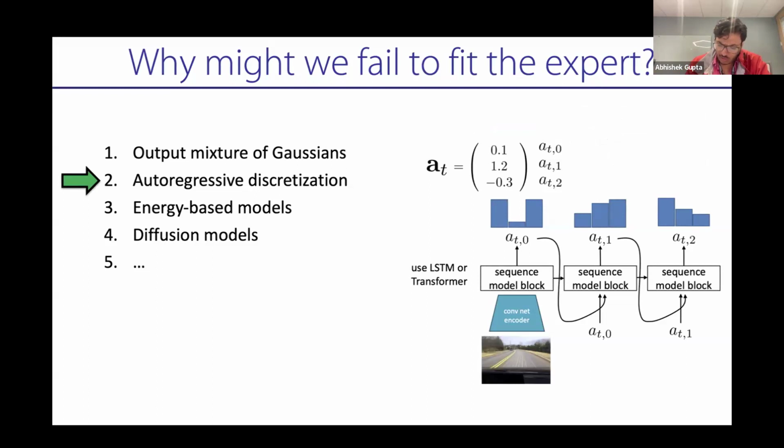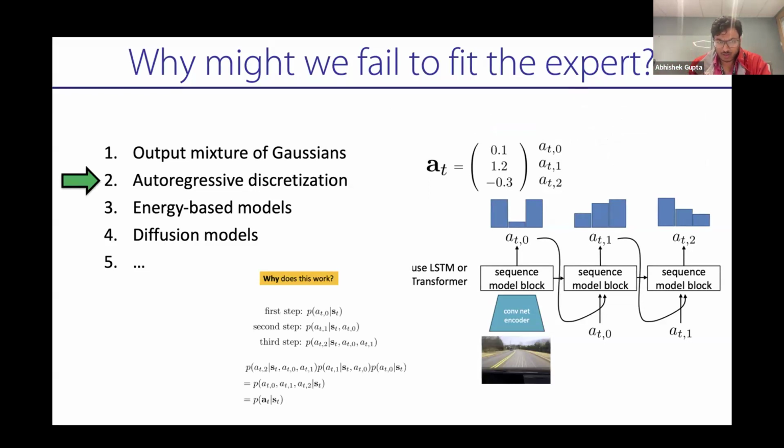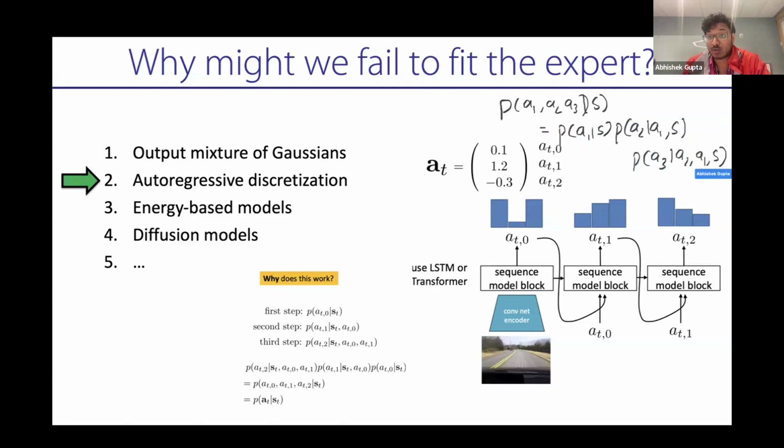And the idea behind autoregressive discretization is to do discretization step by step. So the math goes like this, right? Imagine that you had 3 dimensions, let's say A1, A2, and A3, given some S. Now you can always write this using the chain rule of probability as A1 given S times A2 given A1 and S times A3 given A2, A1, and S, right? This is just the chain rule of probability.